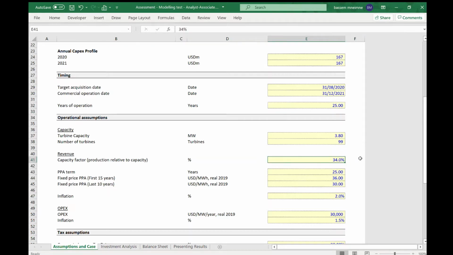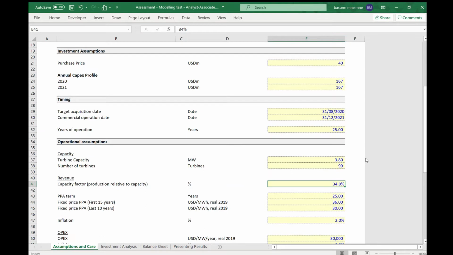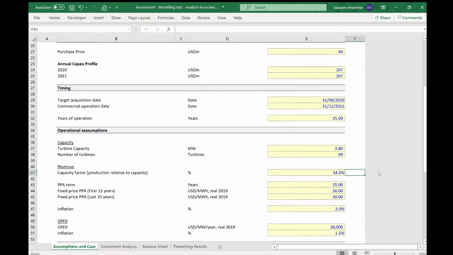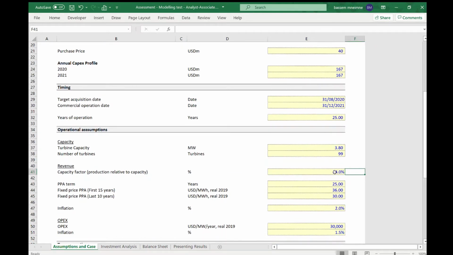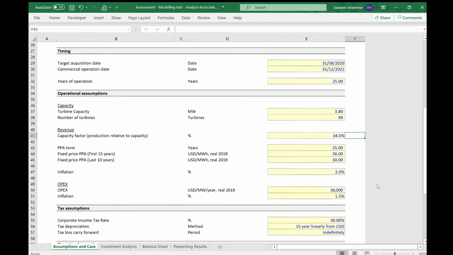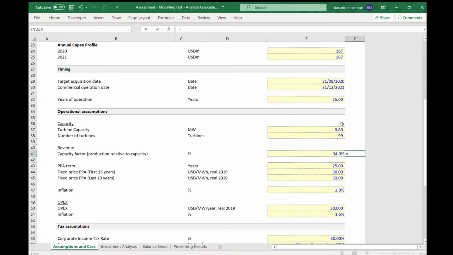And I included the capacity factor. The reason is that usually it is like that. They want to see if you understand the idea behind a capacity factor. So what is a capacity factor? Here each turbine has a capacity of 3.8, and you have 99 turbines. And this is the capacity factor, but this is not the energy generated.